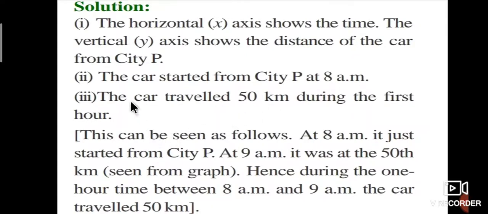Third question answer: the car traveled 50 km during the first hour. This can be seen as follows. At 8 pm, it just started from the city P. At 9 pm, it was at 50 kilometers. See from the graph, hence during the 1 hour between 8 and 9, the car traveled 50 kilometers.